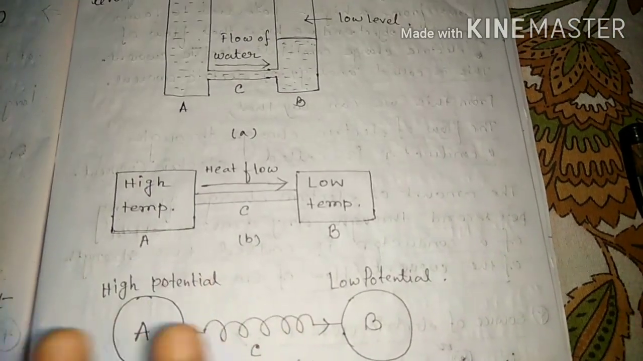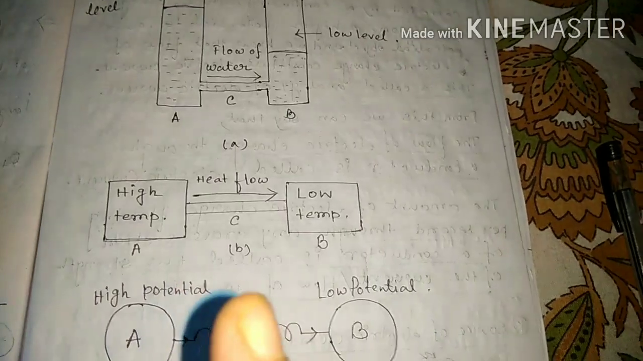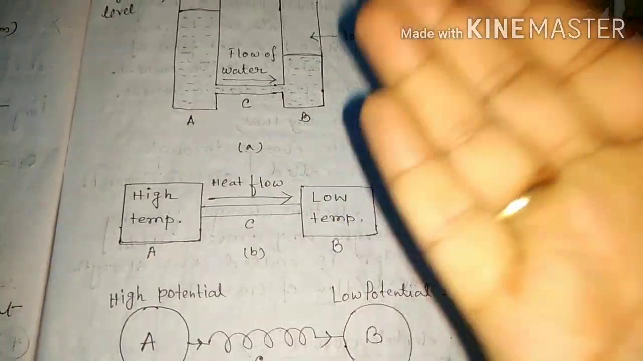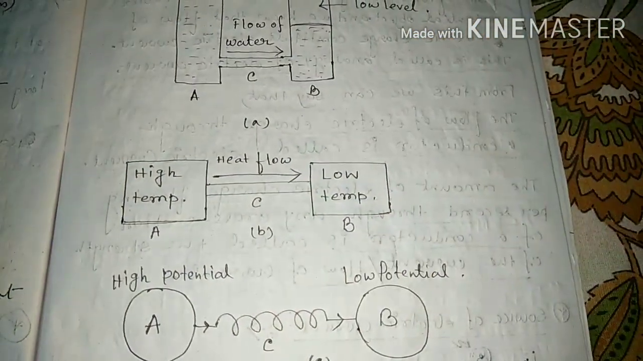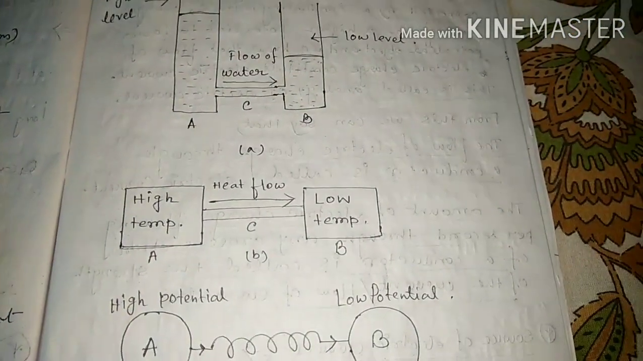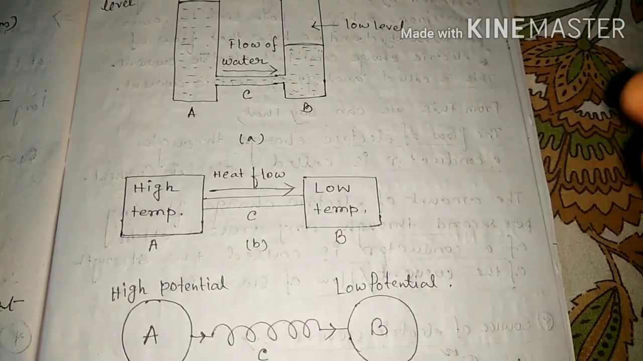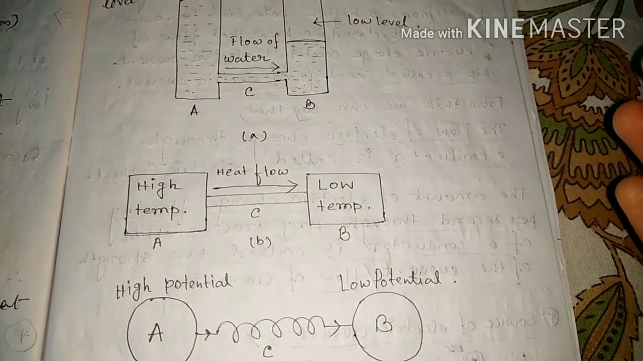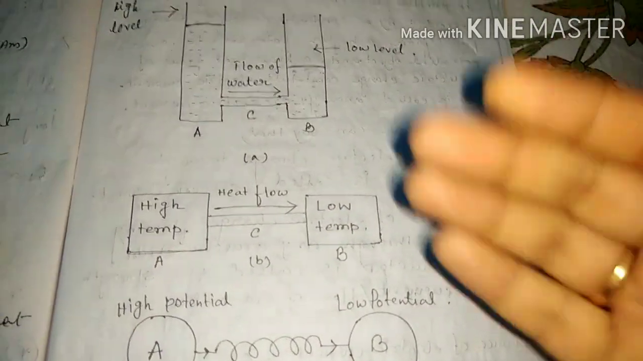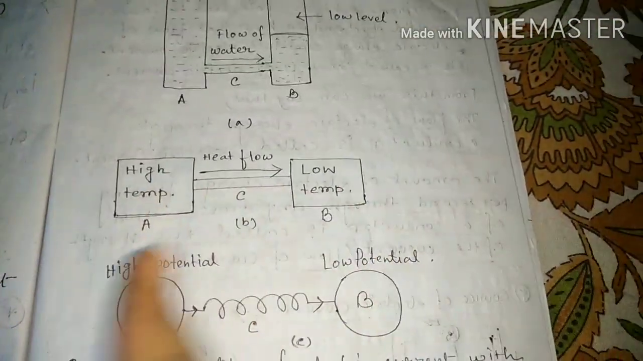So if any difference is present, then the physical quantity, in this figure the water, in this figure the heat, in this figure the electric charges, flows via some path from high to low. In this figure, high level to low level, high temperature to low temperature, high potential to low potential.